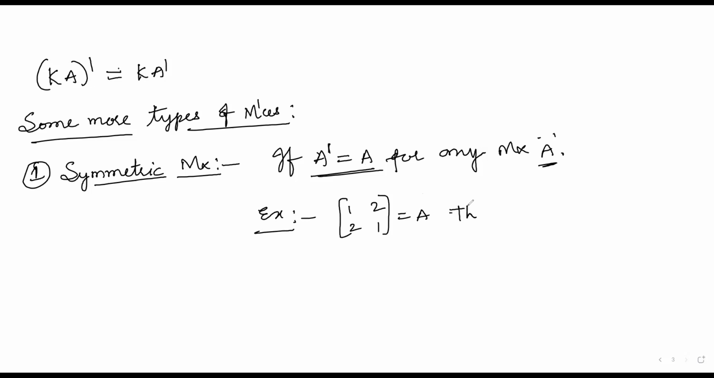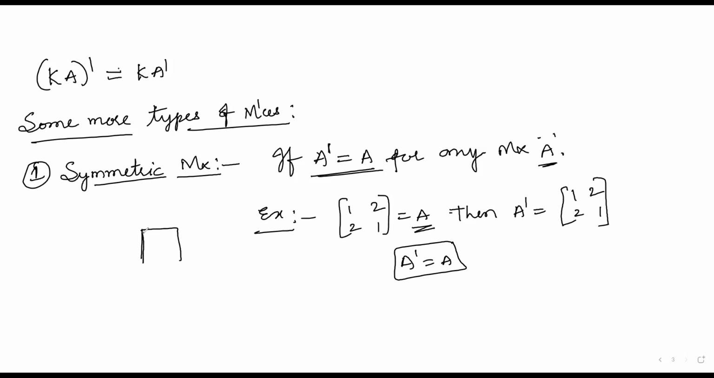Then you do A transpose. What do you get? 1, 2, 2, 1 again. So A transpose equals A. Therefore you can say this A is symmetric. For example, this square is always symmetric along the diagonal. Symmetric along the diagonal. Yes or no?